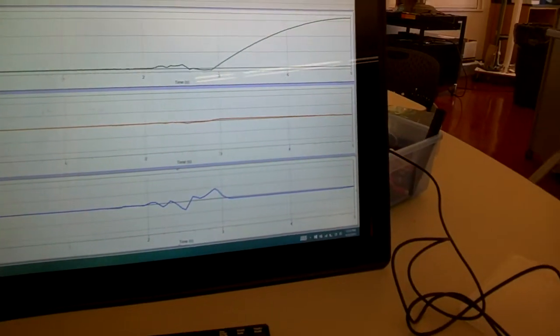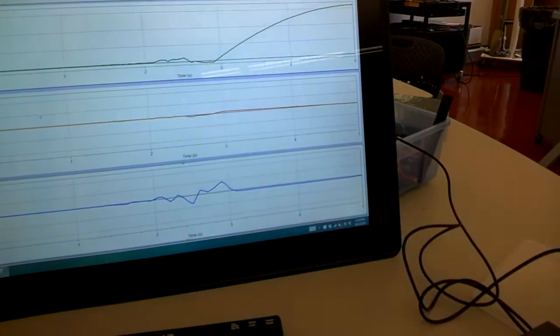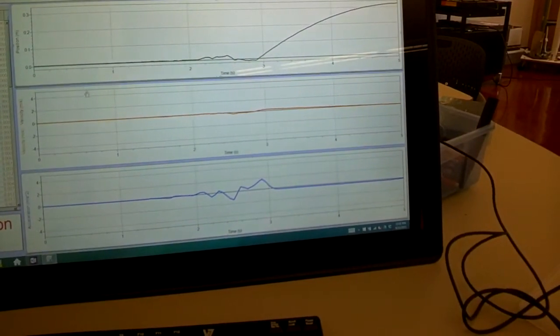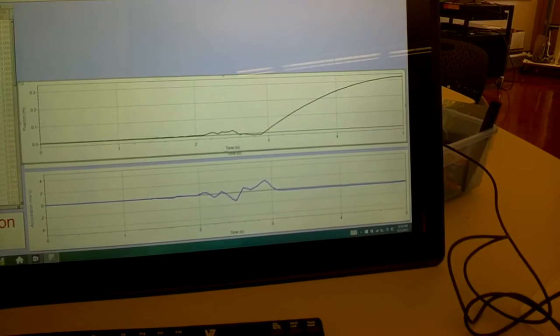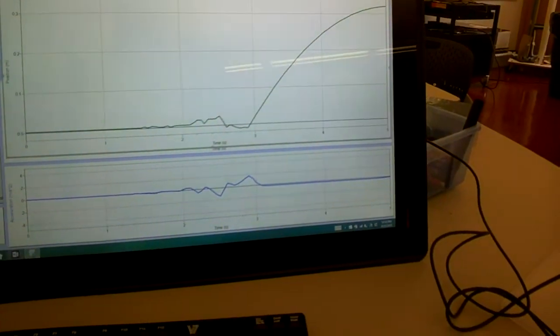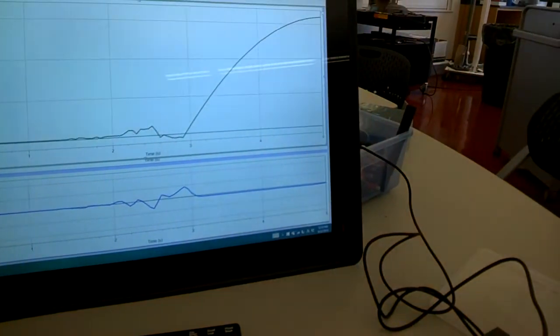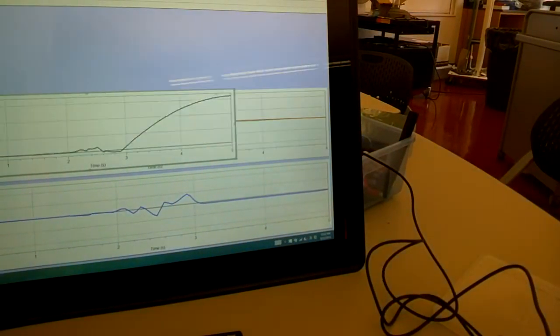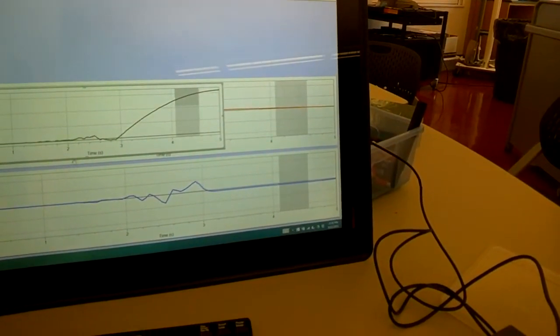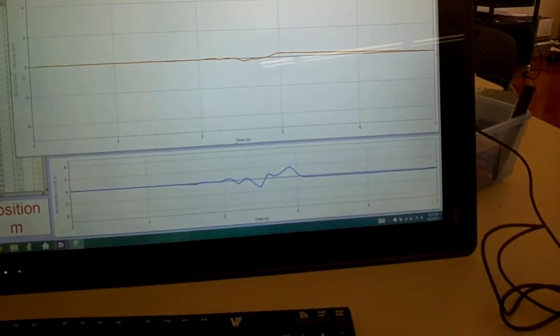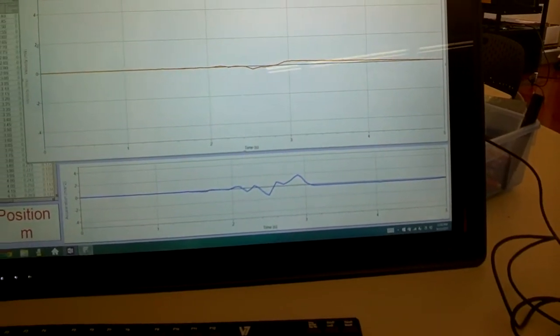Now, some things you might want to pay attention to. The scale of your graphs is going to be important. So this first graph, the position one, we can pretty clearly see what's going on here. It's chilling out at rest, and then it starts moving away. However, this velocity graph, on the other hand, is a little harder to figure out, and that's because the scale is a little weird.